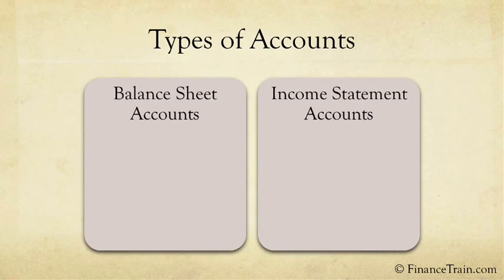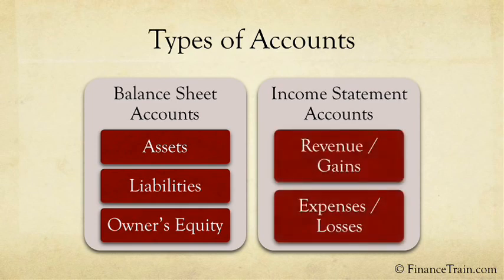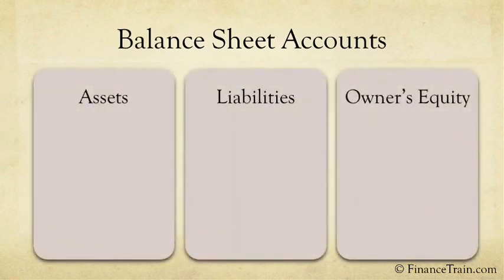Under balance sheet accounts, the key accounts are assets, liabilities, and owner's equity. Under income statement accounts, the key accounts are revenue and gains and expenses and losses. Within each of these accounts, there will be several accounts for different items such as cash, inventory, machinery, etc. Let's take a brief look at these accounts. The three balance sheet accounts are shown on screen.